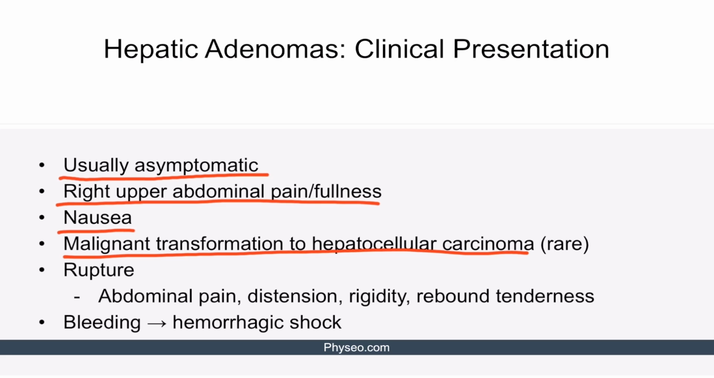A hepatic adenoma can also rupture. Rupture of a hepatic adenoma presents with abdominal pain and distension, along with the signs of peritonitis like abdominal rigidity and rebound tenderness. Isolated bleeding can also occur. In the case of bleeding or rupture, the bleeding can be so severe that it may lead to hemorrhagic shock.